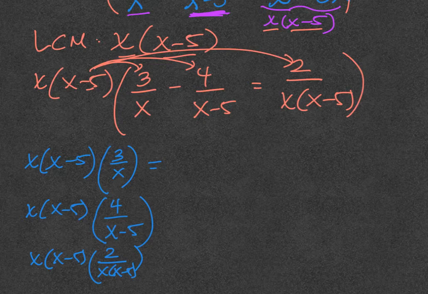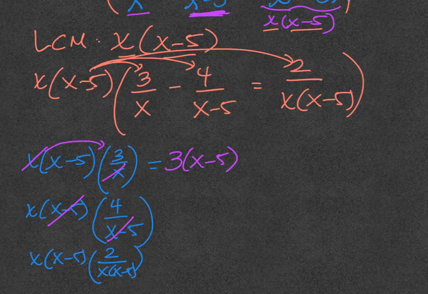So when I do this first fraction, this times this, the x's cancel, and I get 3 times x minus 5. And then when I do the next one, the x minus 5's cancel. That's why I chose that to be in my LCM. If there was an x minus 5 in the denominator, then I need an x minus 5 in my numerator in order to cross-cancel with that. So what's left there is 4x. Now I know it's going to be a minus, and I'm going to put that back in when I write my equation in a second. And then the last one, when I do this last fraction, both the x's cancel and the x minus 5's cancel, right? And I get just a 2.